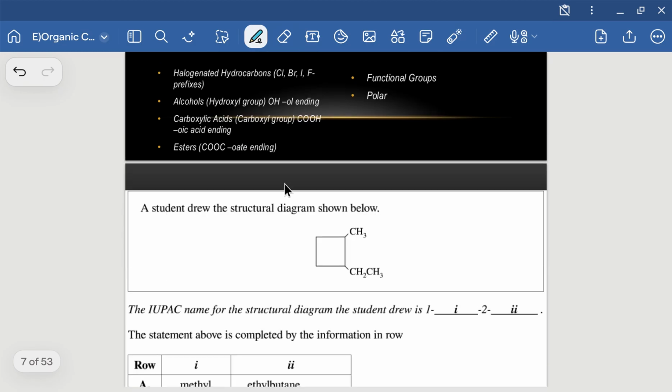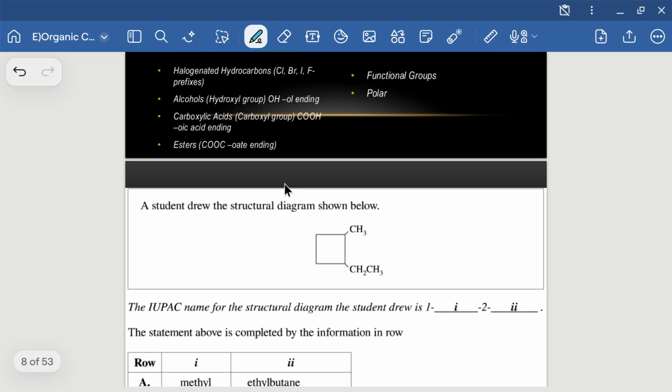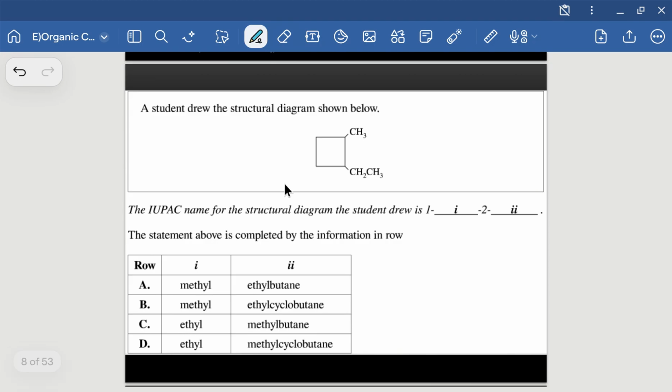So looking at this first one, we have something that is cyclic. So we have a methyl group and an ethyl group. When you're naming, it wouldn't matter if this was 1 or 2. What does matter is that you're naming ethyl first because that's alphabetical. E comes before M. So this would be 1-ethyl, 2-methyl, and then you need to see the word cyclo, so cyclobutane, butane being 4.